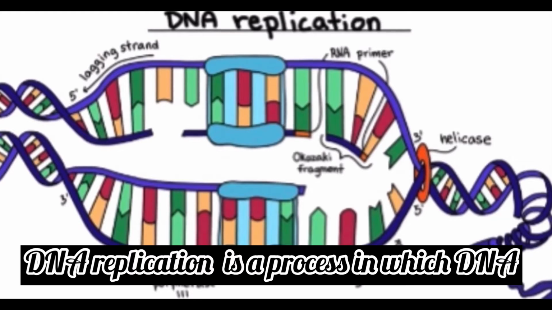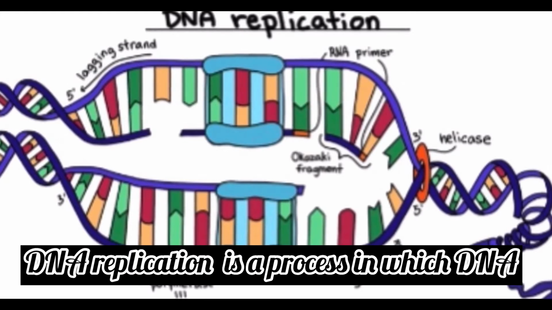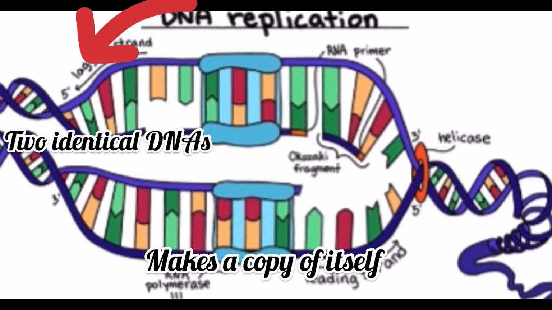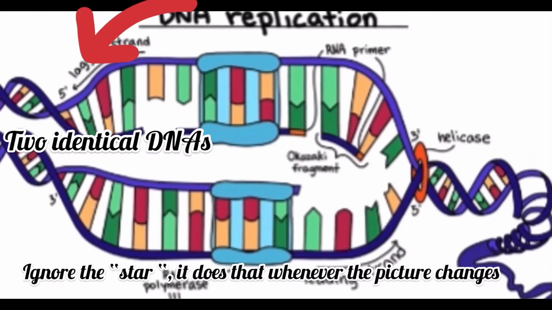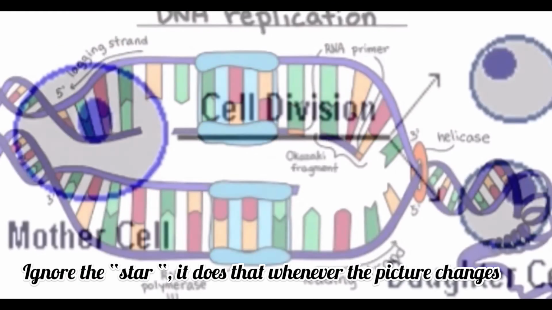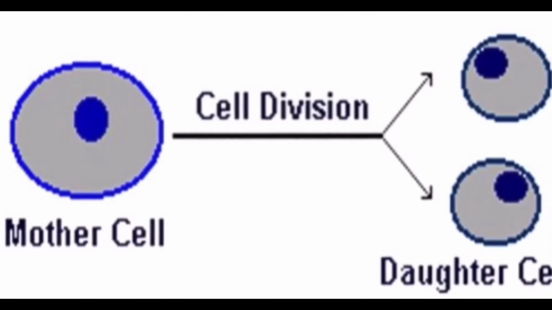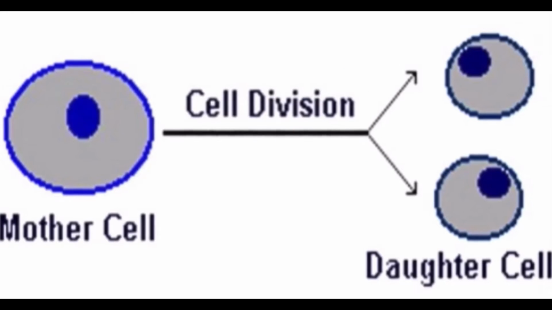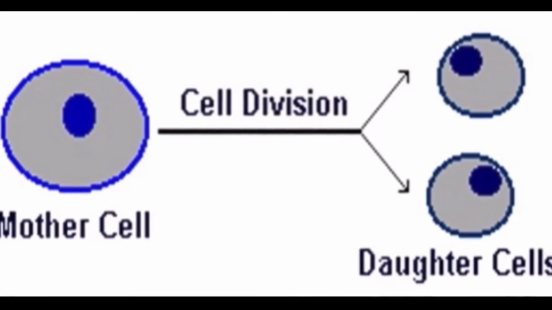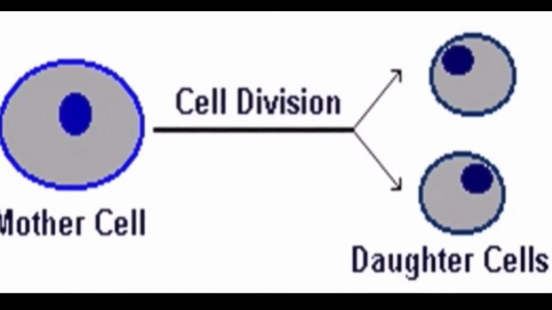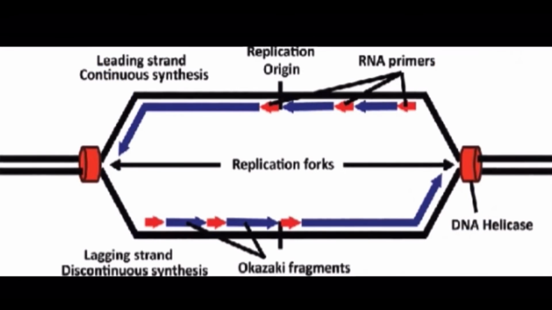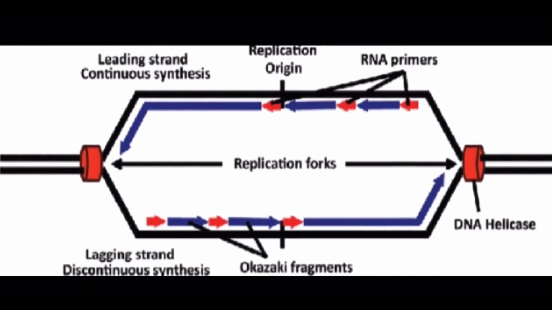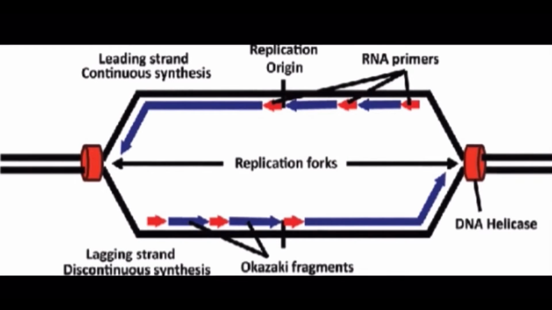DNA replication is the process in which DNA, which is double-stranded, makes a copy of itself and makes 2 identical DNA molecules. Replication is necessary for the 2 new daughter cells to have the same chromosomes, or DNA, as the parent cell, if a cell divides. The mechanism of replication depends on the fact that any strand of DNA will serve as the reproduction template.